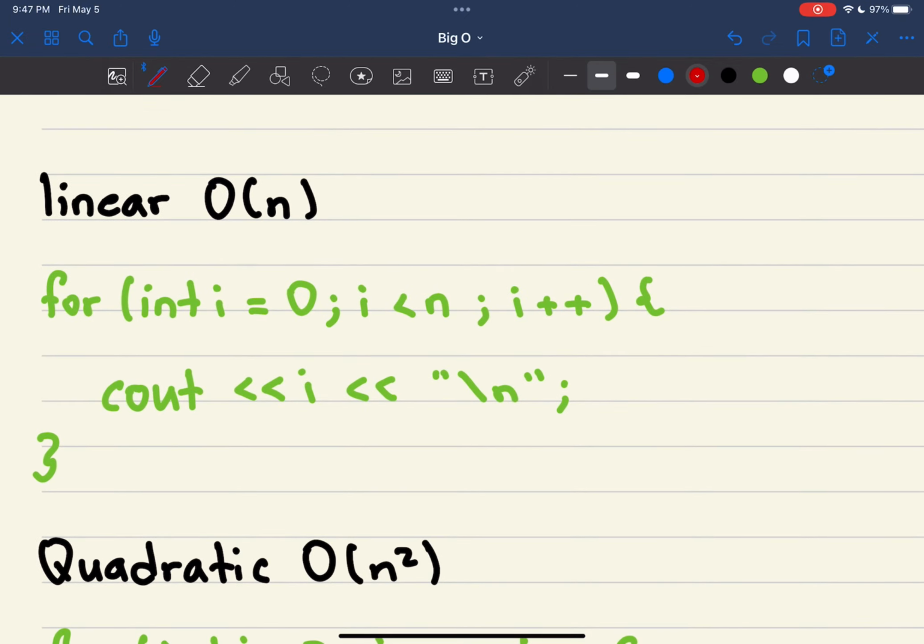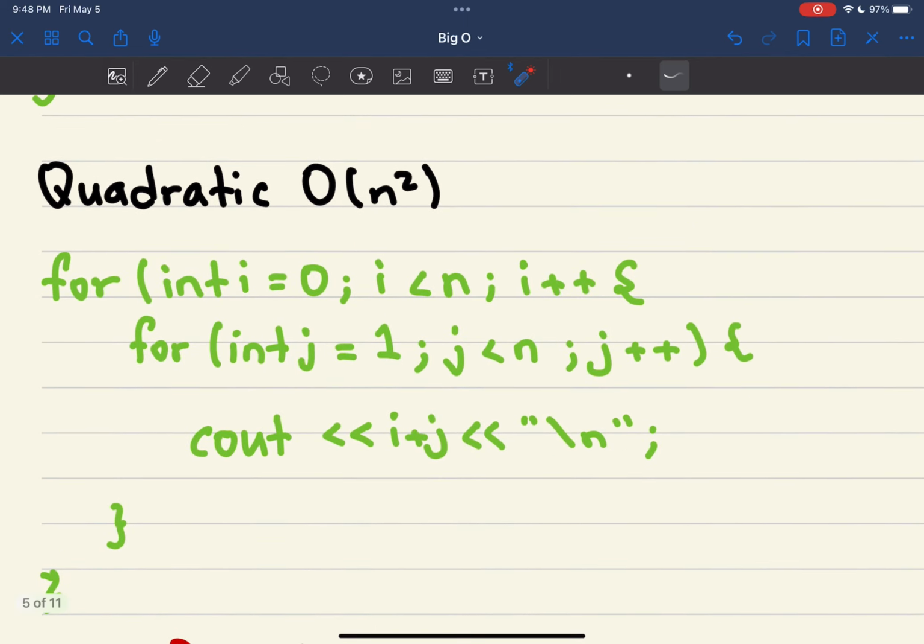Here we have an example of a for loop which runs until i is less than n. So as the input size increases, this will keep running and will take more time as the input size gets bigger.